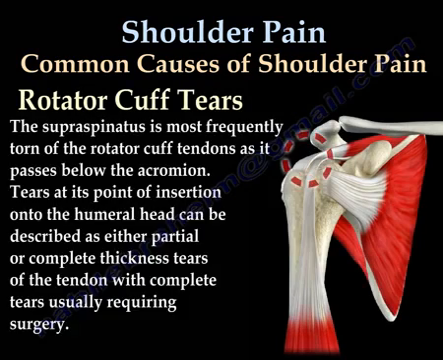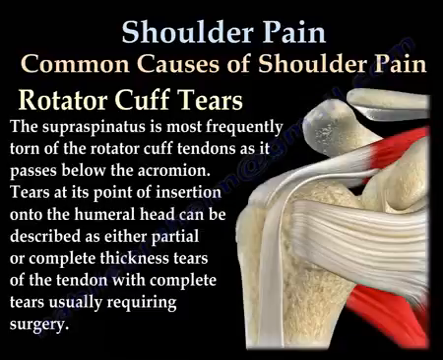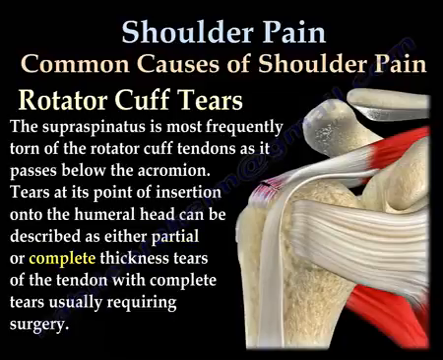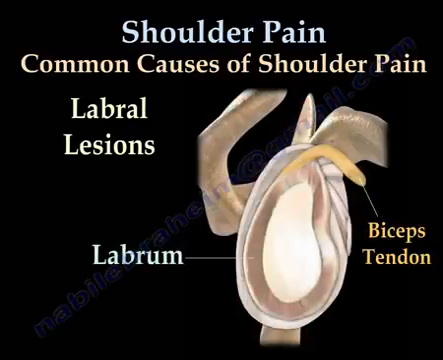Tears of the rotator cuff are a common cause of pain associated with the shoulder. Most tears occur in the supraspinatus muscle and can be either partial or complete, with complete tears of the tendon usually requiring surgery. The labrum is a cuff of tissue surrounding the rim of the glenoid, which helps keep the head of the humerus in place within the shoulder joint.